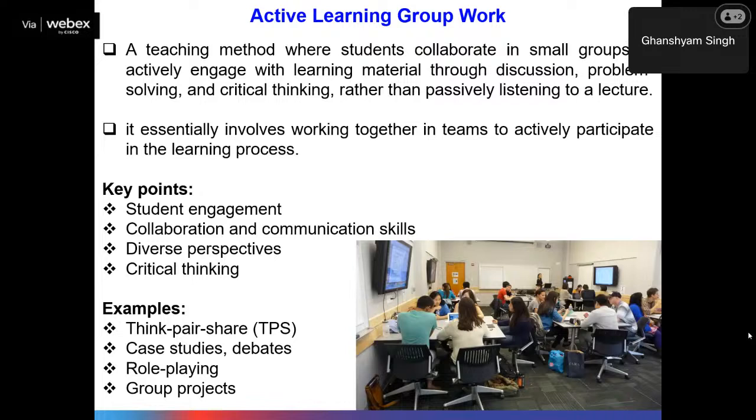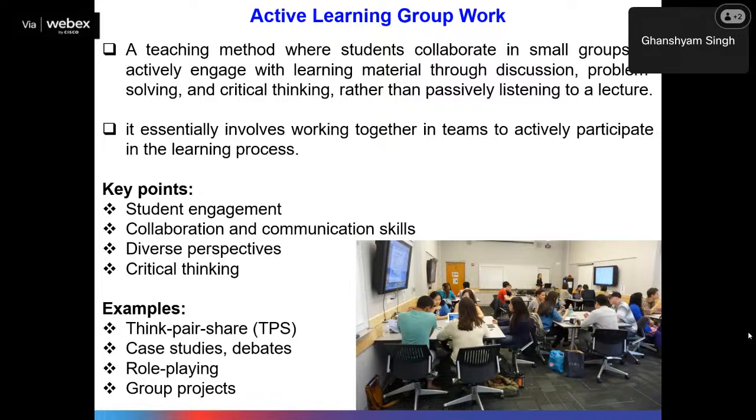Some of the important key points related to active learning group work are that as they start working, we will see that student engagement has increased. There will also be an increase in the collaborative and communication skills among the students. We can also have diversity in perspective, and we can see that they have started doing more critical thinking.